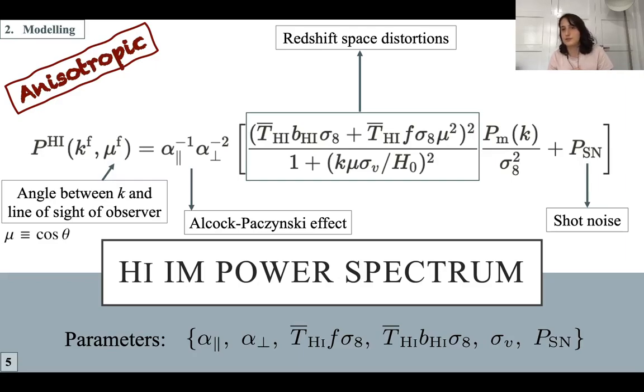And we also have in this model sigma v, which is the velocity dispersion of the objects, and the shot noise, which comes about because we're trying to probe a continuous field, an overdensity field, using discrete objects. And so these are the 6 parameters in our model, and the most important ones that we're interested in are the first 4. So the 2 AP effect parameters, the growth rate of structure, and the HI bias.